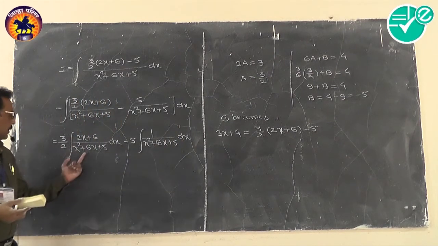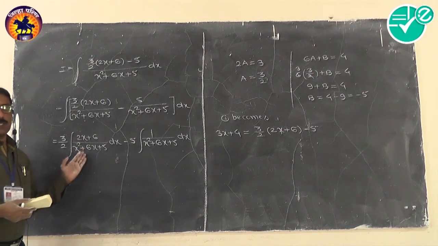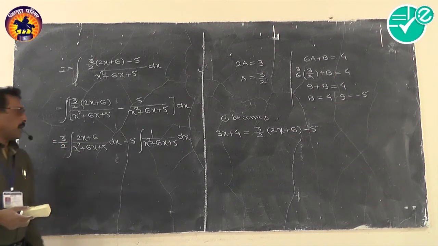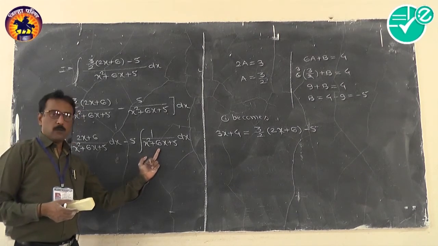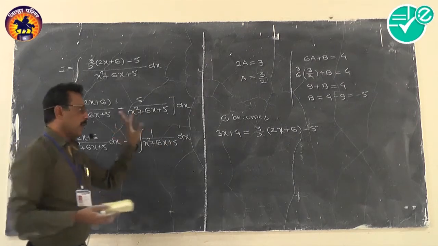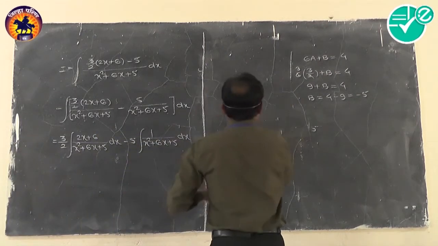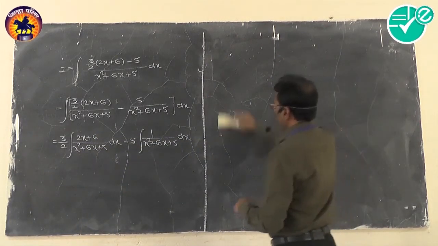I think the derivative of this denominator portion is the numerator, so the answer of this one is very straight, it is a log of. And after that, in this one we have to add a 9 and subtract 9, and it is a routine procedure. We will complete this problem. We will take the next problem after this.